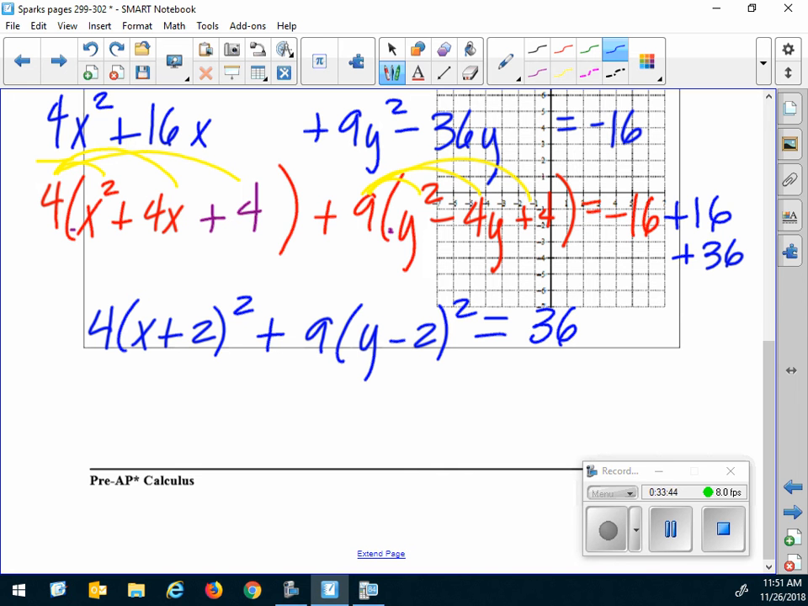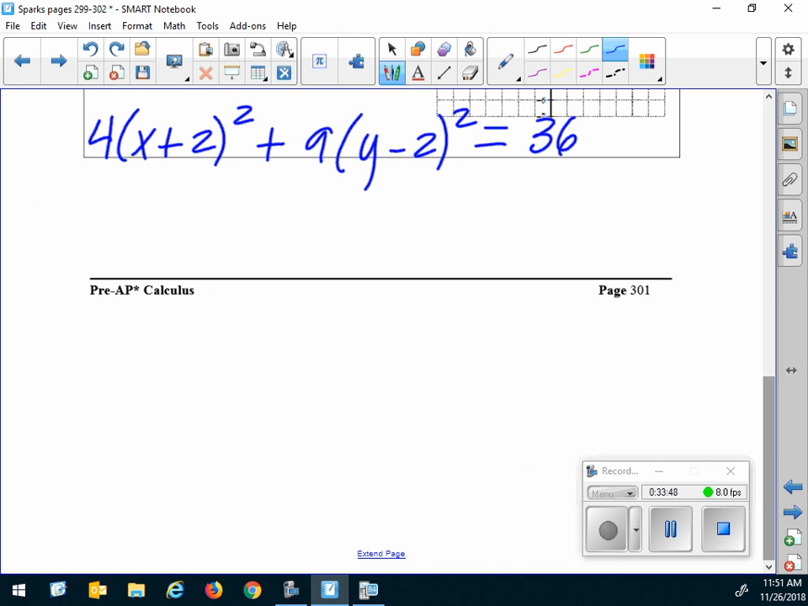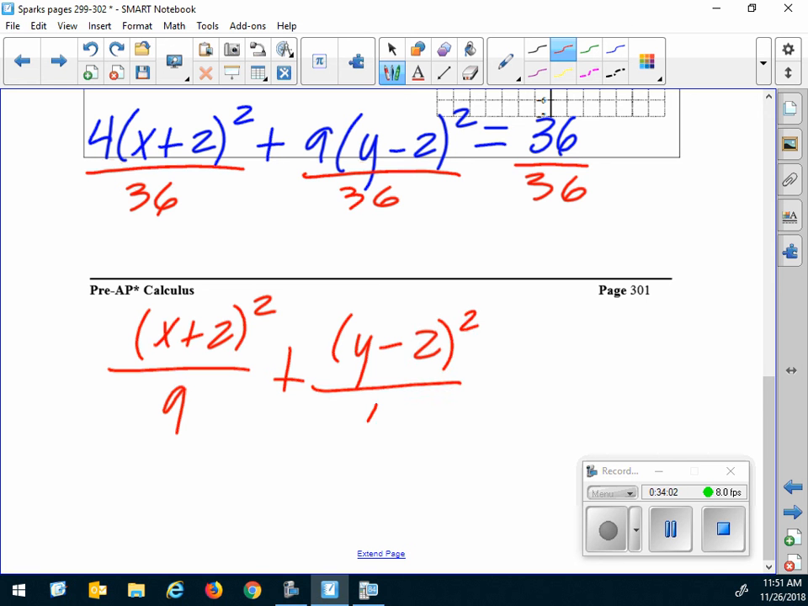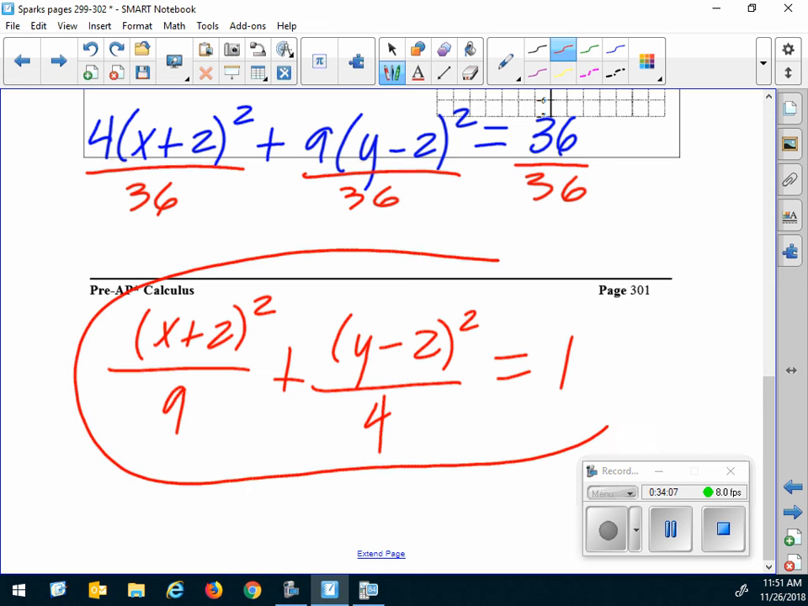Now I divide by 36. I got the cart before the horse earlier. Now I'm going to divide every term by 36. So now I've got x plus 2 quantity squared over 9 plus y minus 2 quantity squared over 4 equals 1. And there's my equation right there.